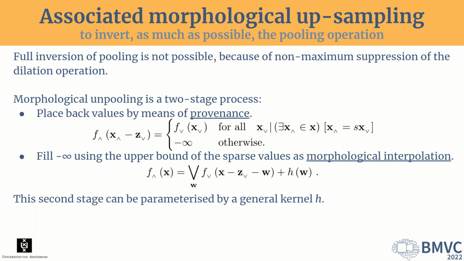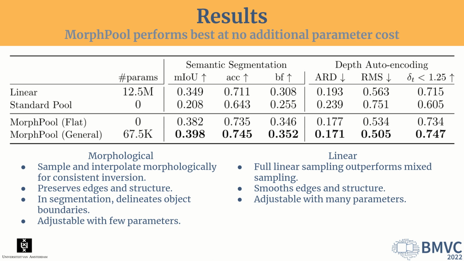We argue that these minus infinity values can actually be filled using the upper bound of the sparse values, so the placed back values, by means of a morphological interpolation, so dilation again. This second stage can be parameterized, just as the morphological pooling could, by a kernel or structuring element H. So again, we can make use of all these useful concepts from mathematical morphology. Let's look at some results.